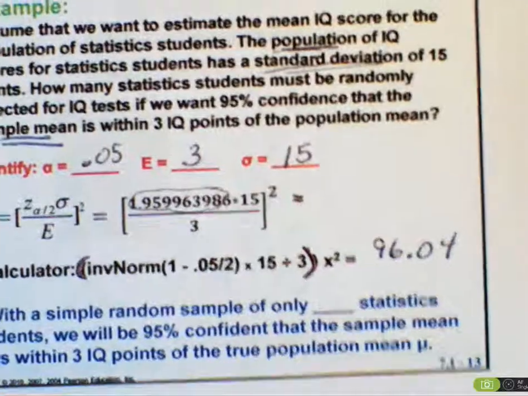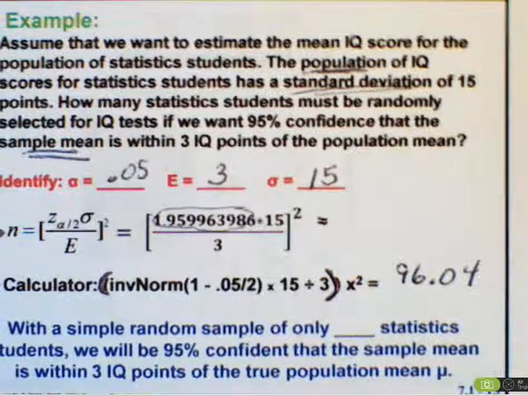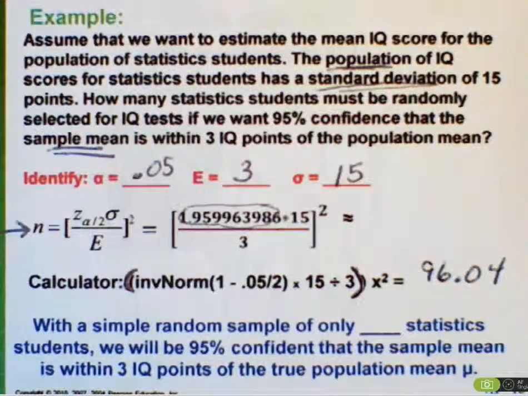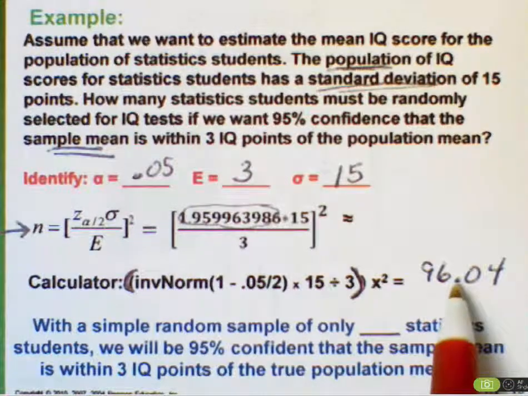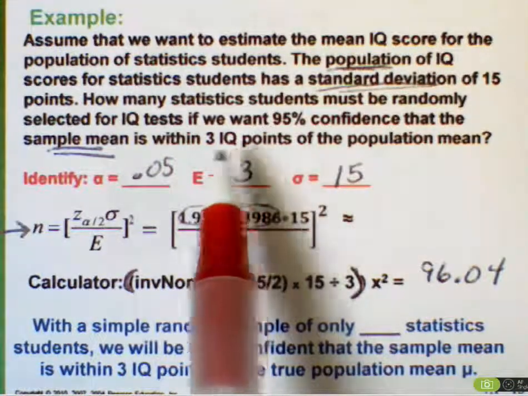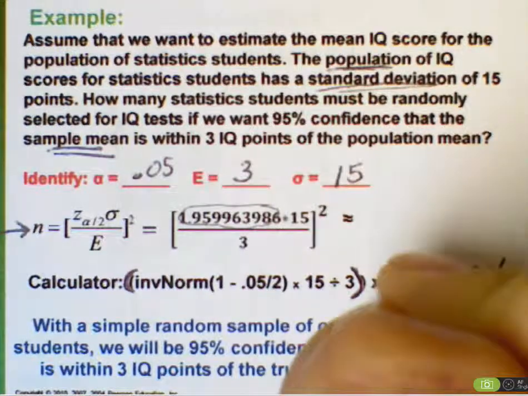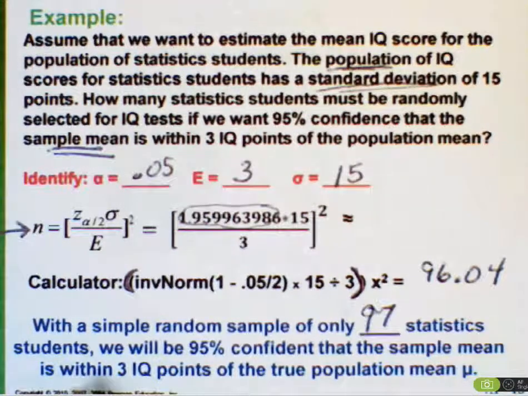But remember, sample size has to be rounded to the next highest whole number, regardless of what is in the tenths place. If I want to be 95% confident, then I need to round my sample size to 97. And with a simple random sample of 97 statistics students, I can be 95% confident that the sample mean is within 3 IQ points of the true population mean.